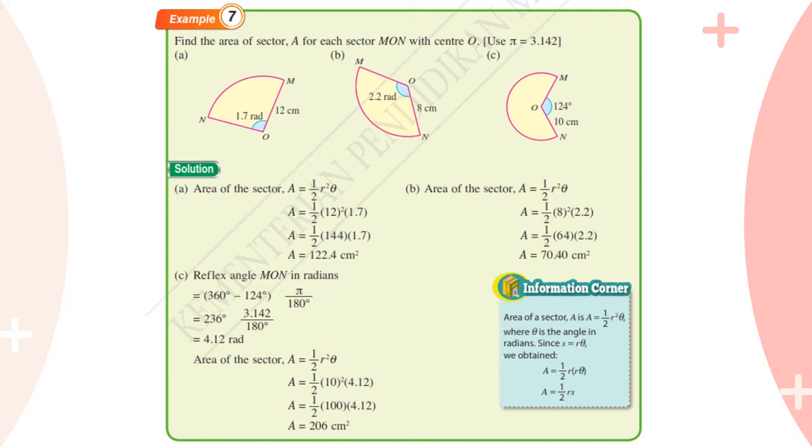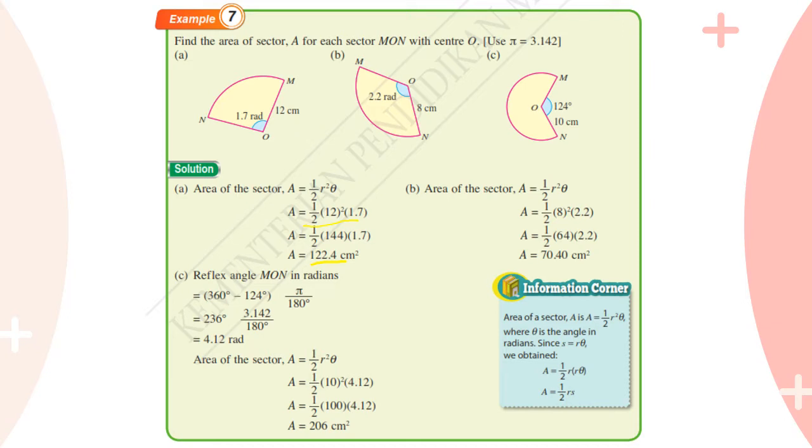So we get A equals 1 over 2 times the radius, which here is 12 centimeters, so we write down 12 squared, and the theta here is 1.7 radians. You just multiply all the numbers and you will get the answer as 122.4 centimeters squared.